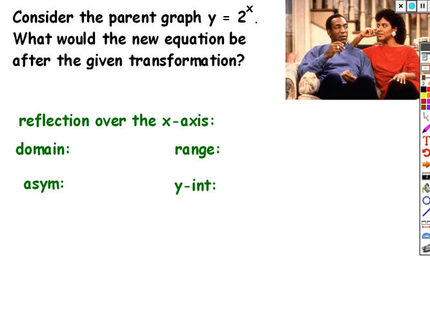So same parent graph, y equals 2 to the x power. What would the new equation be if I want to reflect this over the x-axis? So think about this, pause the video for a moment. If I want to reflect the graph over the x-axis, I just need to throw a negative out front.